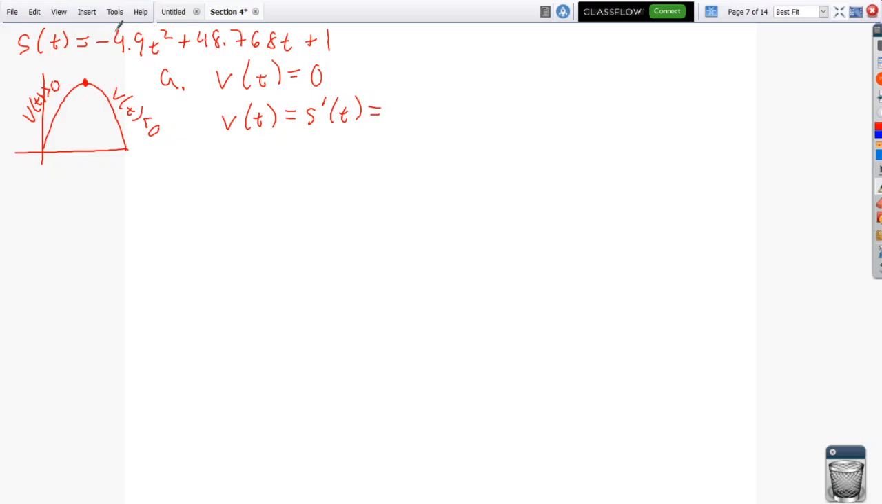This first one right here, well, that's a constant, so I'm going to do negative 4.9 times, bring down my exponent. Negative 4.9 times 2 is negative 9.8, and then 2 minus 1 gives me that t to the first power. Plus 48.768, and the t just differentiates off because we've got a linear there, so 48.768 is just our derivative, plus 0. The 1 differentiates off entirely. So now again, there's my velocity function. I want to find out when velocity is equal to 0.